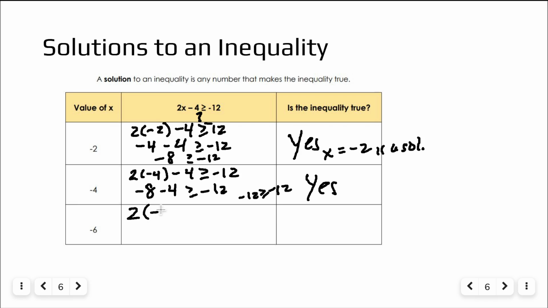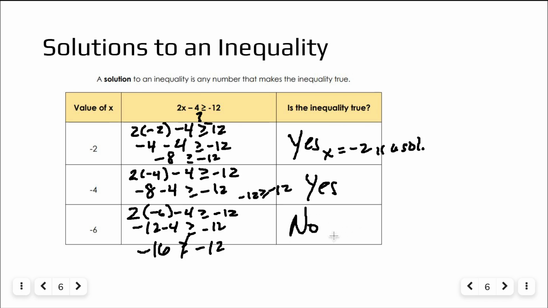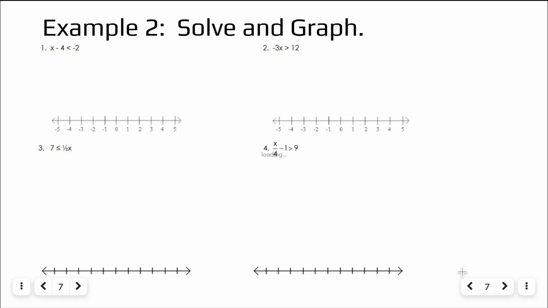And then if I try negative 6, I bet you can guess what's going to happen now. So negative 16 is greater than or equal to negative 12? No, that's not true. So x equals negative 6 is not a solution. All right, that's how we tell if something's a solution to an inequality. Again, you can use that to your advantage if you're trying to figure out what the values of x are that satisfy an inequality on a multiple choice.